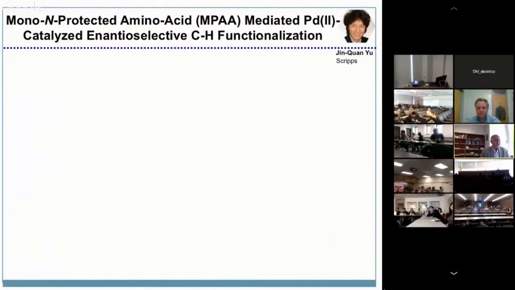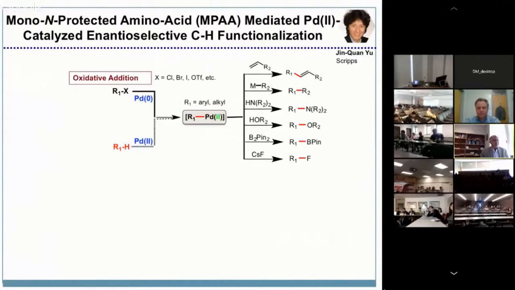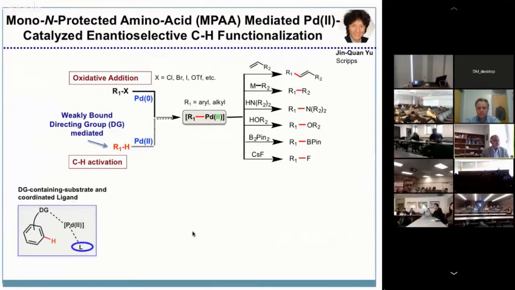During the last 50 years, the palladium-catalyzed cross-coupling strategy has revolutionized the field of organic chemistry. The power of this reaction actually comes from the reactivity of palladium-aryl or palladium-alkyl complexes. Inspired by these findings, over the last 10-15 years our colleagues worked to develop the palladium-2 catalyzed directed CH bond functionalization methodology.